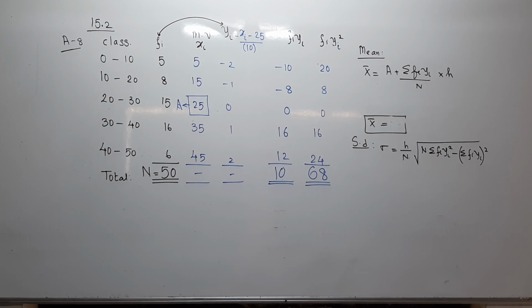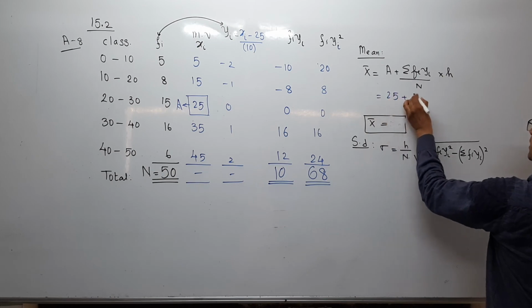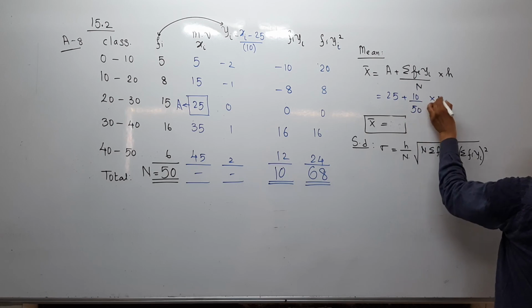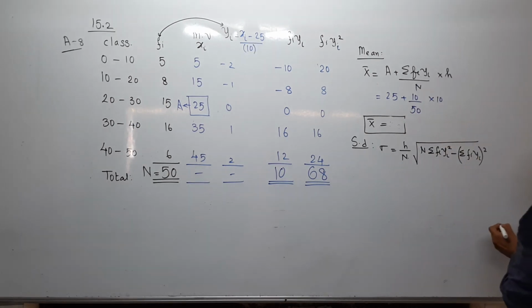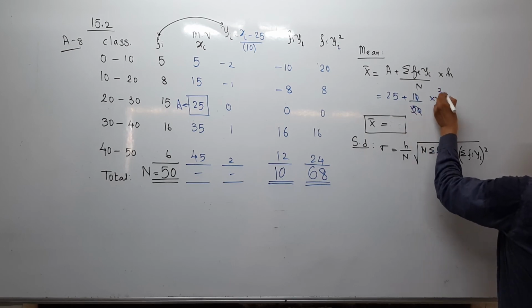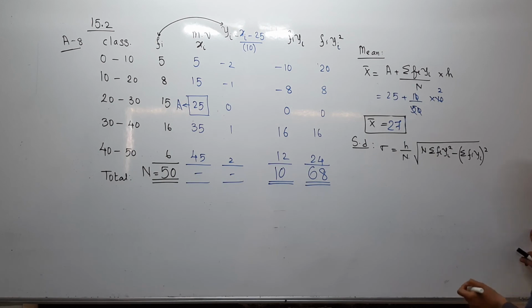Now let us find out mean. Students, it is very simple and very easy. A is 25, sigma Fi yi is 10, n is 50, and class length is 10. So here 10 and 50 cancel, 5 1s are 5, 5 2s are 10. So your mean comes out to be 27.